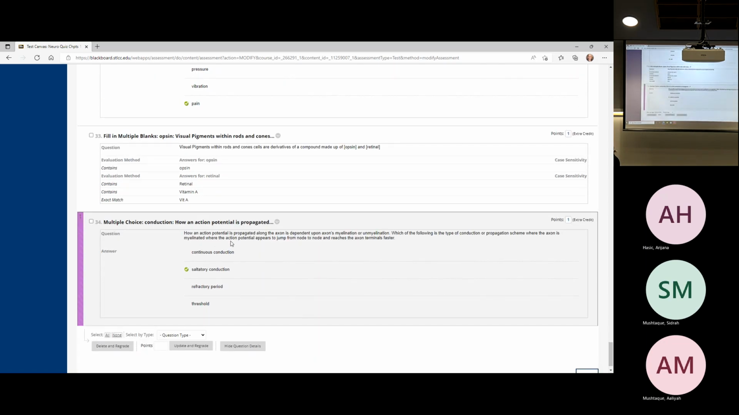And then how an action potential is propagated along the axon is dependent upon the axon's myelination or unmyelination. Which of the following is a type of conduction or propagation scheme where the axon is myelinated? And so it jumps. That is salt, remember? Saltatory versus continuous. Heel to toe.